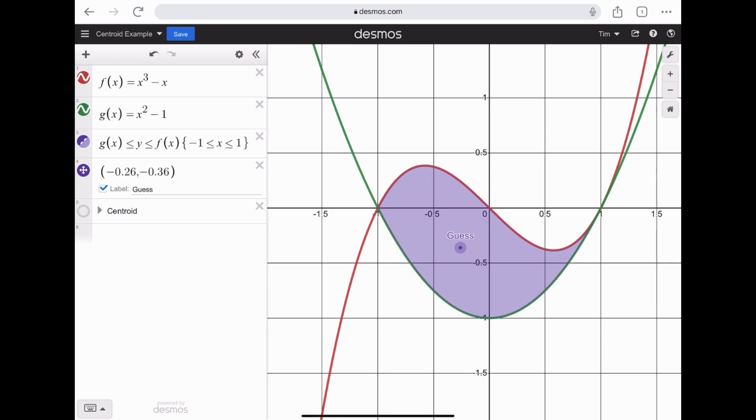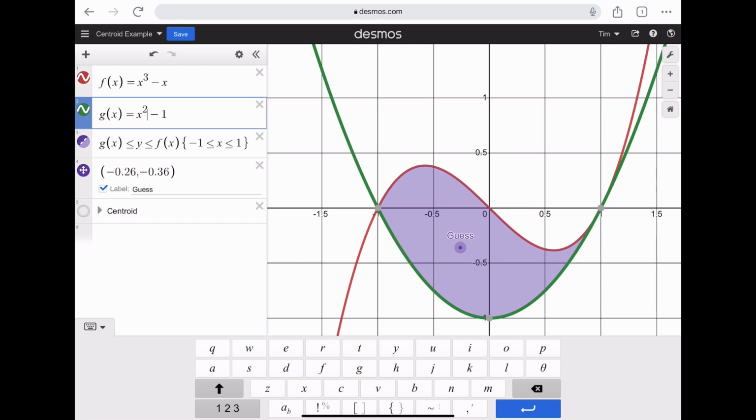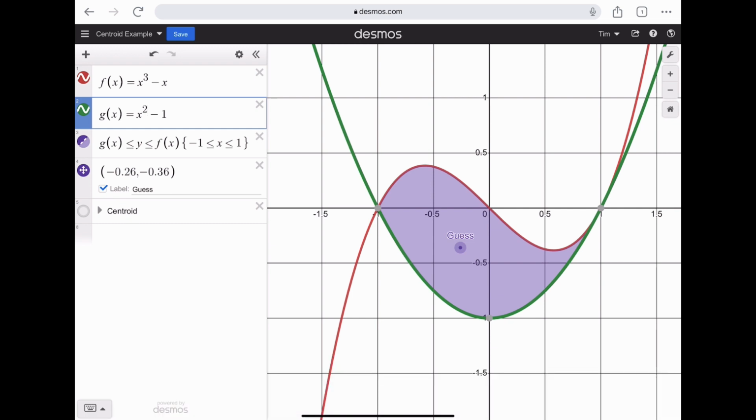Now notice that the region is bounded by the two curves from x equals -1 to x equals +1. We could set these two curves equal to each other, and actually it would be a degree 3 polynomial, so that'd be rather difficult to factor, but we could set the two curves equal, solve for x. We would have x values of -1 and +1, and those would be the limits of integration for these centroid integrals.